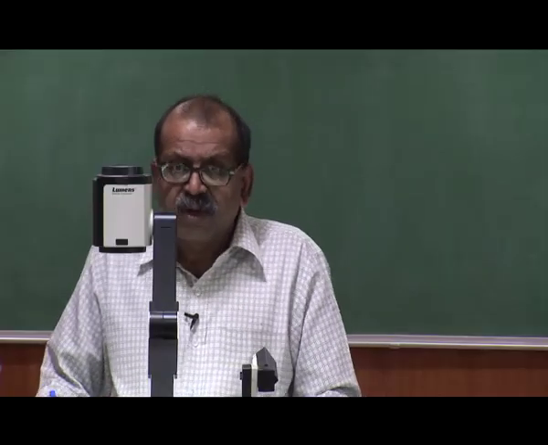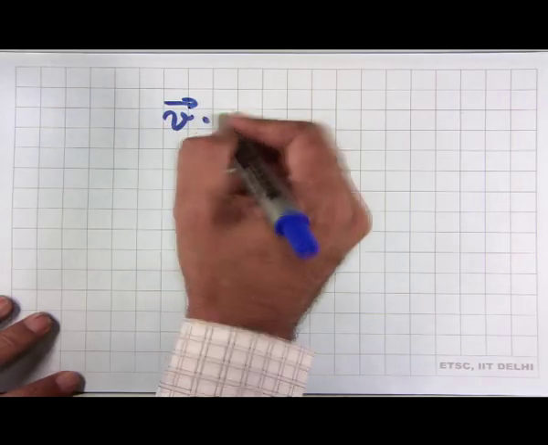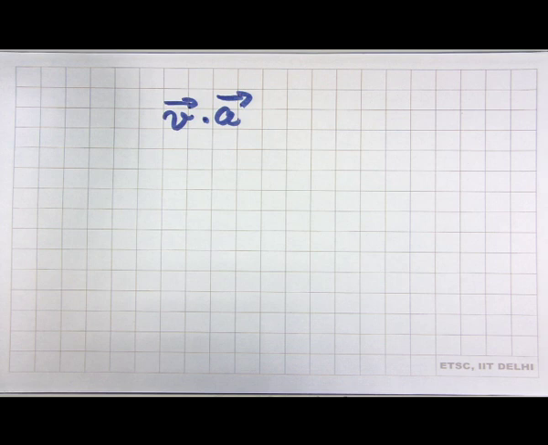So, this is what will always happen when a body travels in a curved path. Now, what I wanted to discuss was, if we look at this expression of v dotted with a.